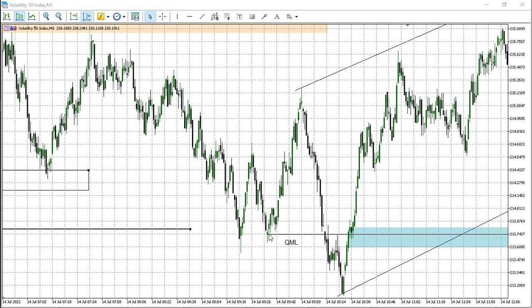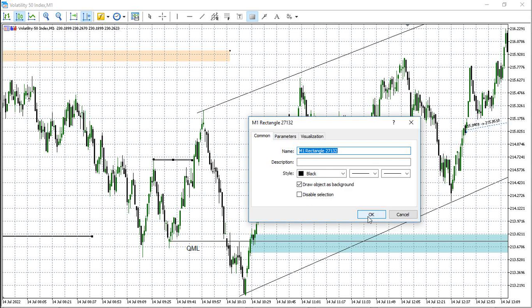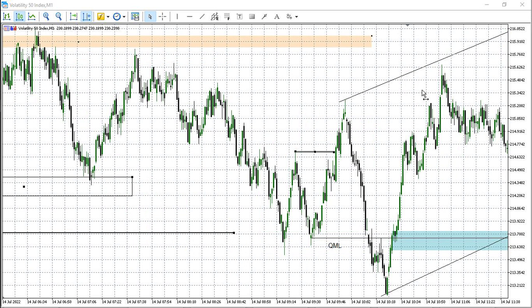Now this is what I missed to buy, right? Right here, we have QML, right? We have lower high, lower low, lower high, lower low. And what happened? We see it break this high right here. We have that break of structure, and we see it trade back down, right? You see it trade back down, and then goes back up on a trend line.